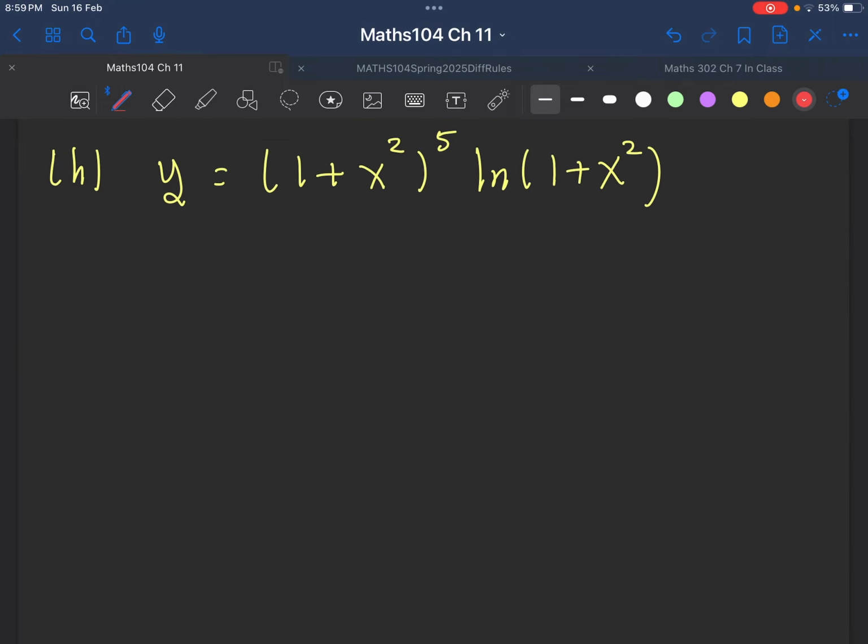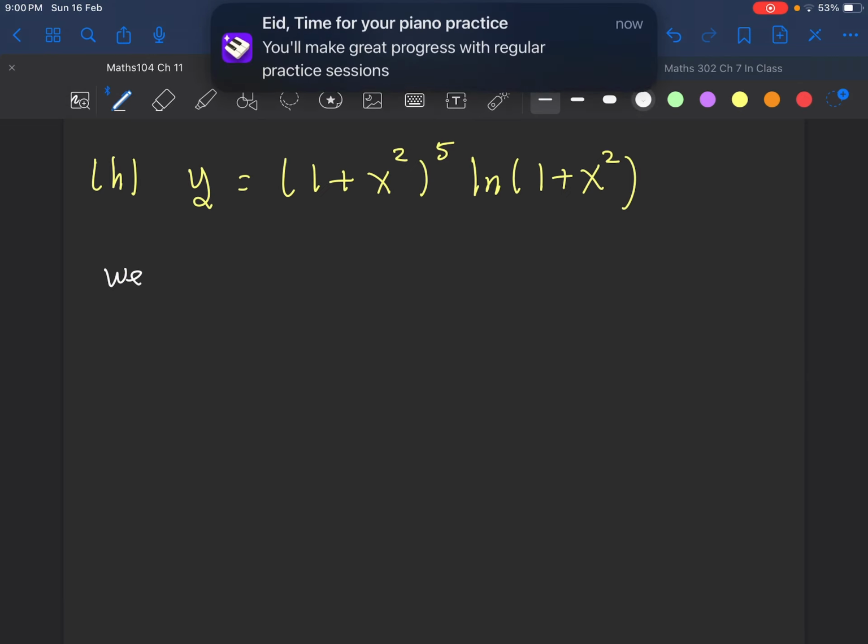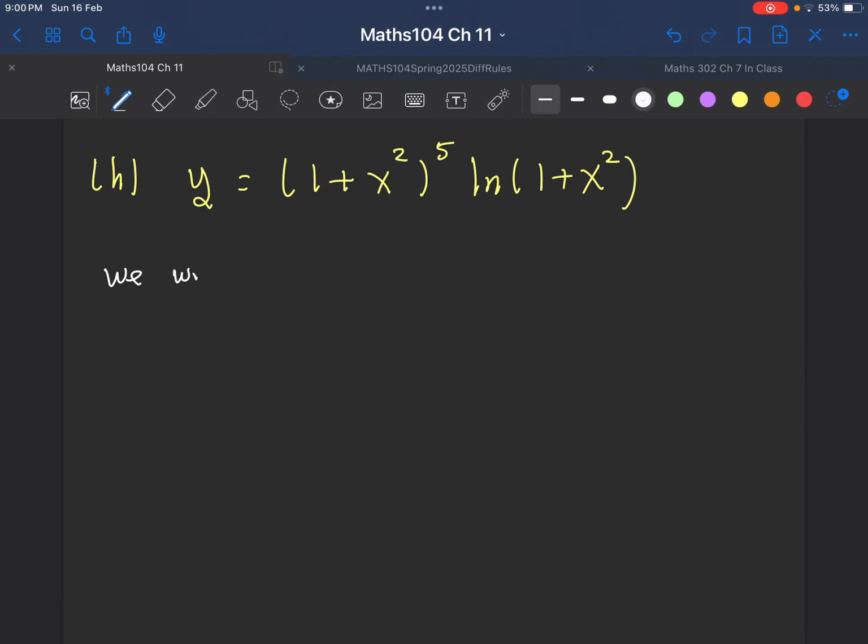Next step, we will use the product rule with the chain rule. So just let me write this comment here. We will use the product rule and the chain rule.